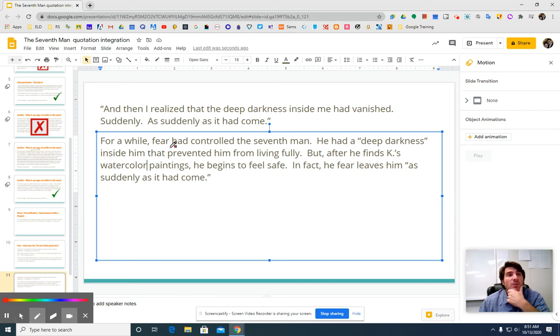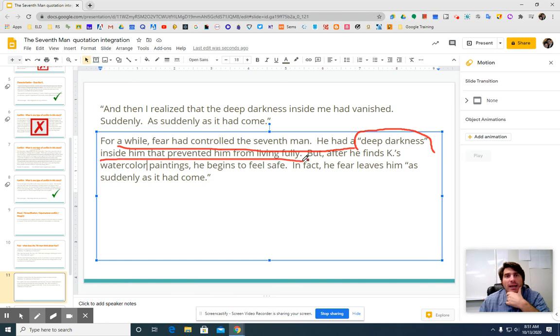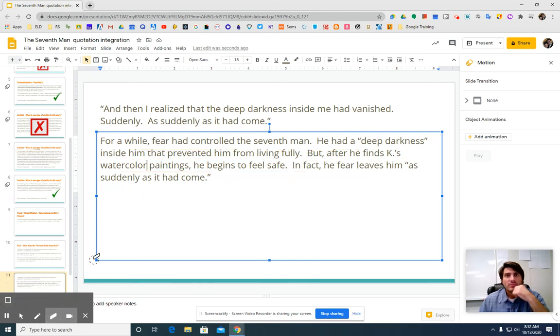But even still, look, my words, my analysis, my words, and then we get here the integrated quote, right? And then my words and my analysis, my words, my analysis, and an integrated quote, right? So I think that one works. And we only have 2 words here for the deep darkness. And then as suddenly as it had come, it's a very short little passage there. So I meet both of my requirements.